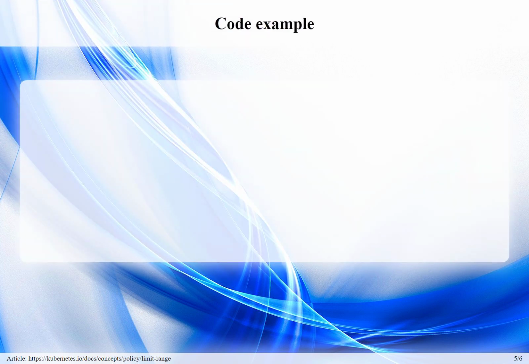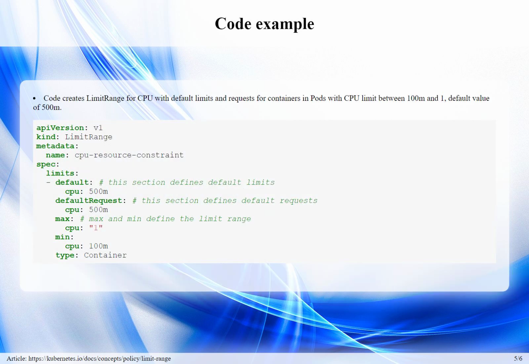Code example. This code defines a limit range named cpu-resource-constraint that sets default limits and requests for the CPU resource. The limit range for the CPU is set between 100m and 1, with a default value of 500m. This restriction applies to containers within pods.